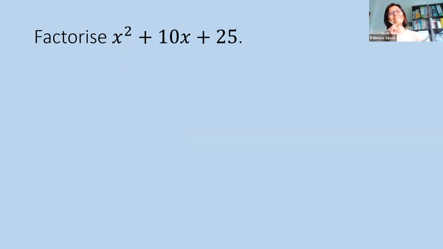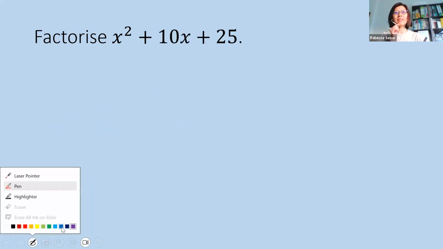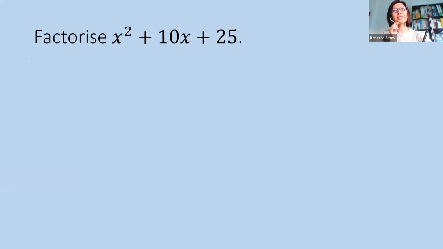Next question. Factorize x squared plus 10x plus 25. Okay, let's come back to our observation. How many terms do we have? Well, we have 3 terms here. So 3 terms meaning that we are looking at either the first identity or the second identity.